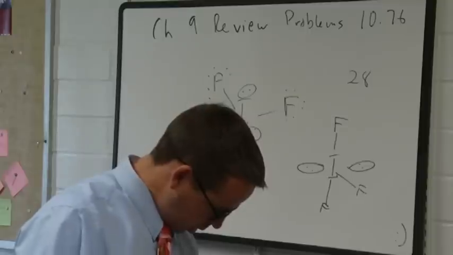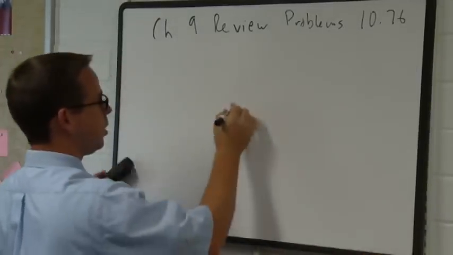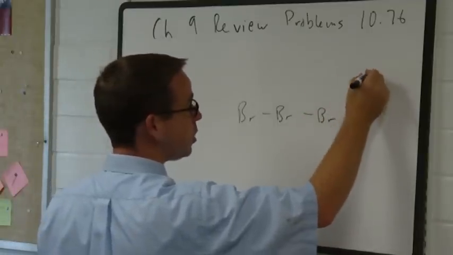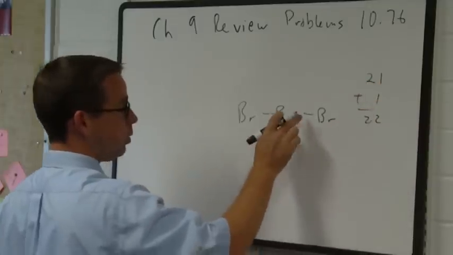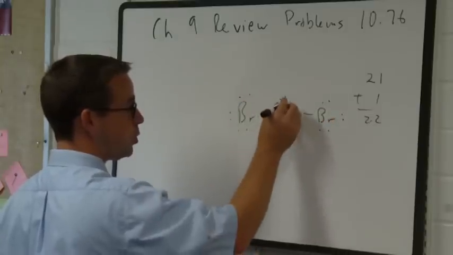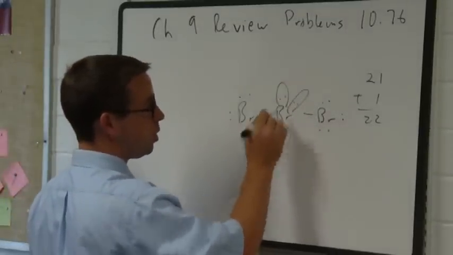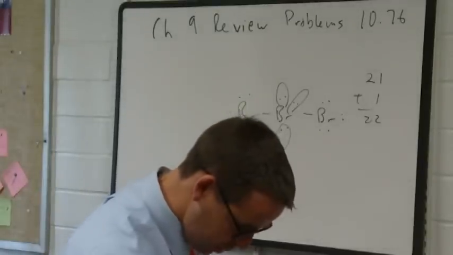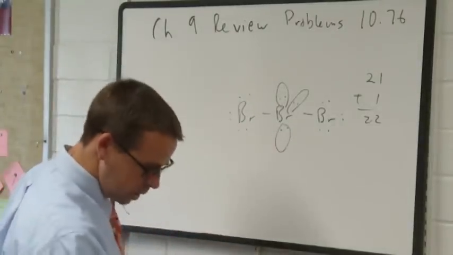D, Br3-. Br has 7 times 3, 21 plus 1, 22 electrons. We're going to need two more electrons, 21, 22 there. So we have three non-bonding regions, and those are all going to be equatorial, and the other two are going to be axial. So this is going to be a linear molecule. 1076D is linear.